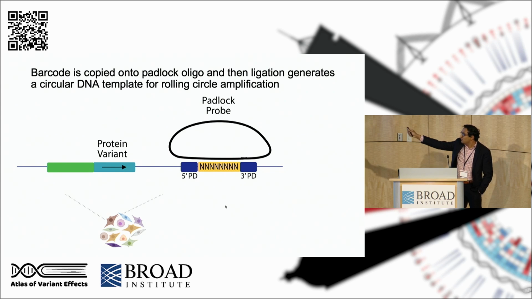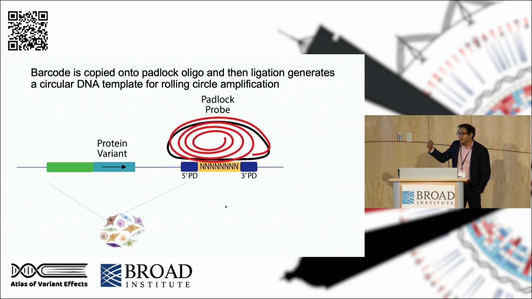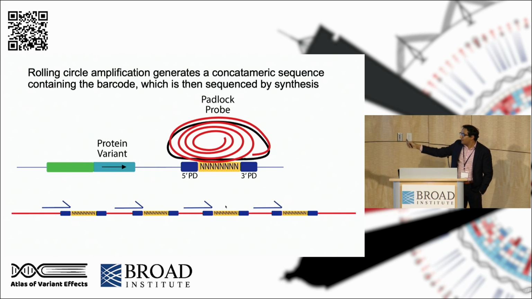And now you've moved the barcode from the RNA to the cDNA to the circular padlock DNA sequence. So you can amplify that DNA sequence, just like you might amplify a sequence in an Illumina sequencer, to get this concatemeric repeat sequence. Then you can hybridize sequencing primers to it and perform sequencing by synthesis, one base at a time, just like an Illumina machine.